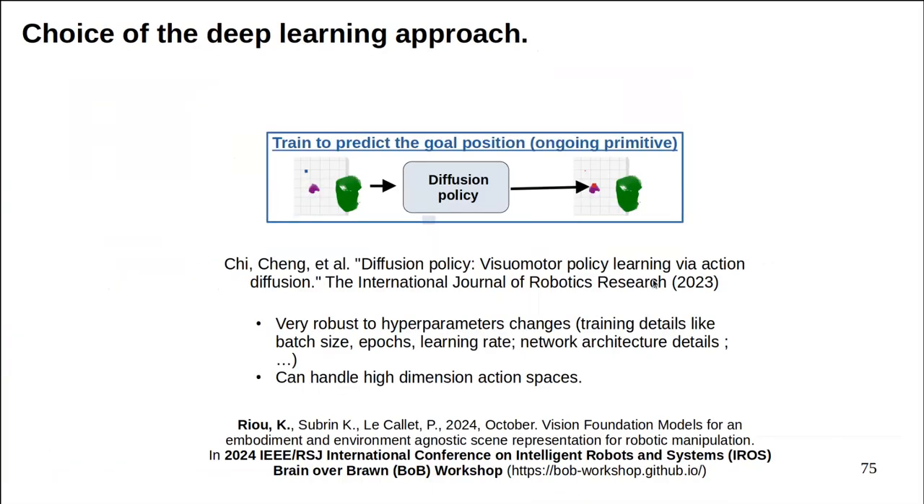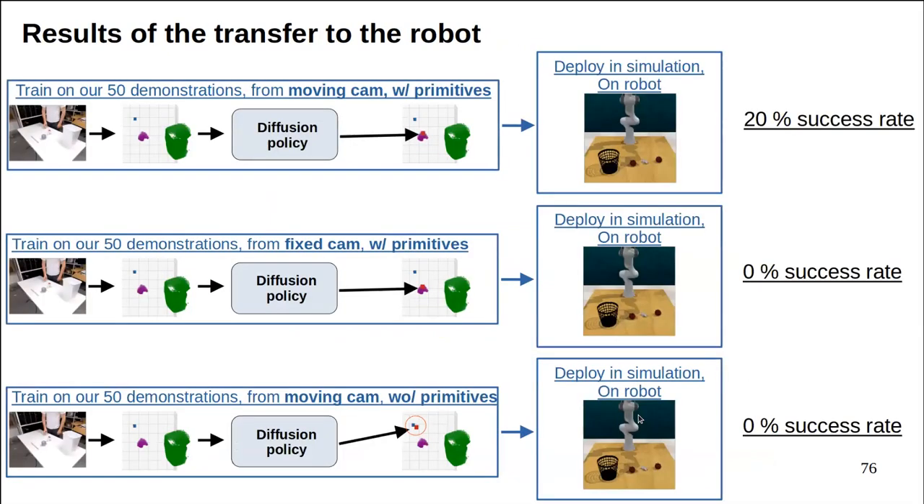If you want more details on the training procedure of our diffusion policy, we published a paper at IROS 2024 on this topic. And now I will dive into the results of the transfer to the robot. We will see if it actually worked to train our policy on the human demonstration and if we could transfer it and deploy it on the robot.